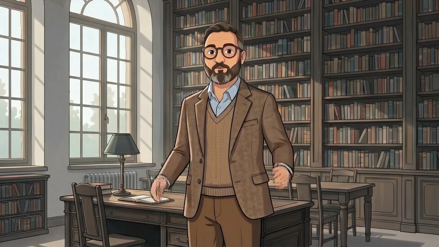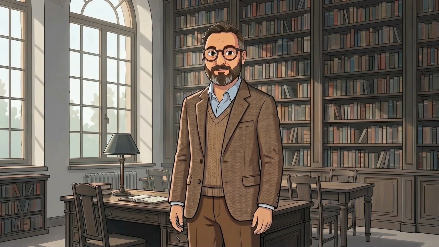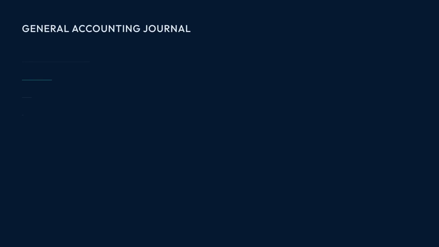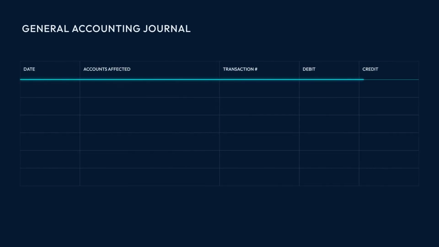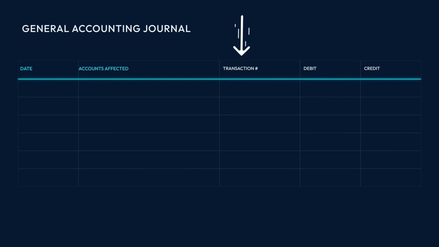The journal is just a worksheet where transactions are initially recorded in accordance with the double entry accounting method. The journal contains some key pieces of information: the date of the transaction, the accounts affected, a transaction number used to identify the entry, and 2 columns for recording the monetary value of the transaction.